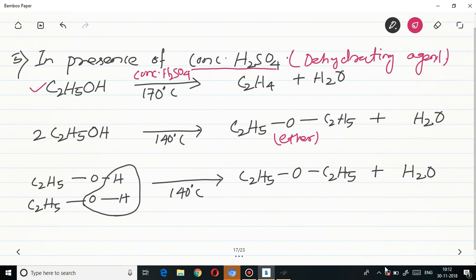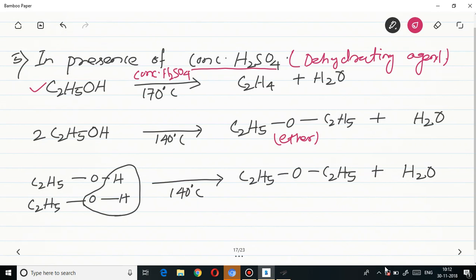Because temperature is less, so less chance of bond breaking is there. So less bonds will be broken. So from two molecules, one water molecule will be removed. See, I have removed one water molecule from two molecules. What is prepared? C2H5OC2H5.